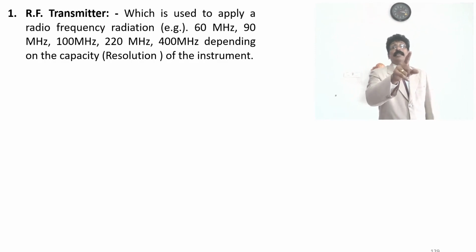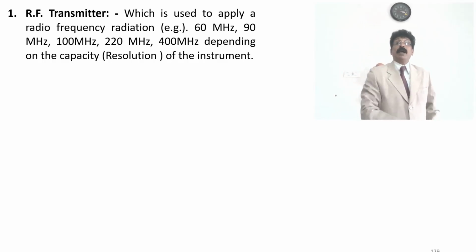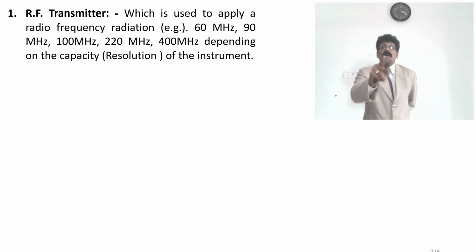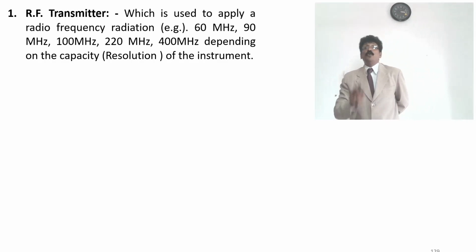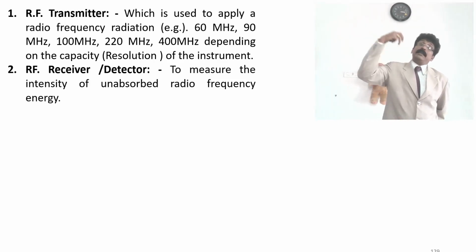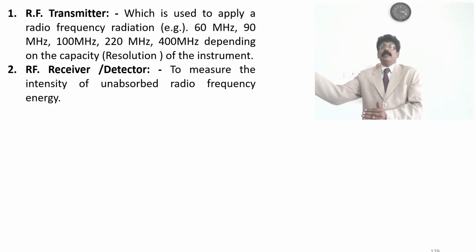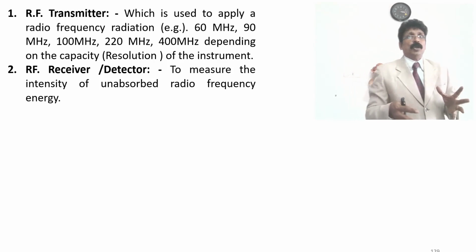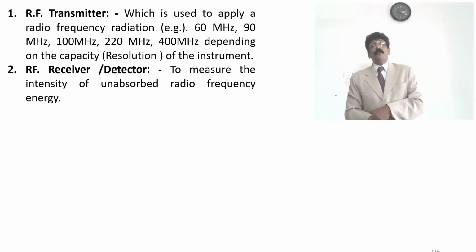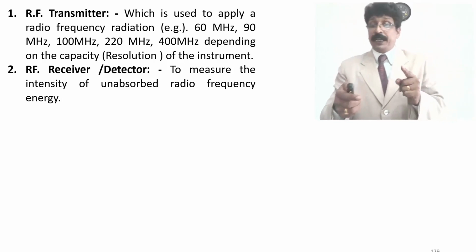RF, that is radio frequency transmitter, is used to apply radio frequency of 60 megahertz, 90 megahertz, 100 megahertz, 220 megahertz, 400 megahertz, depending upon the resolution capacity of the instrument. And then after applying the magnetic field to the sample, the radio frequency produced by the atom can be transmitted to the detector, the receiver. So the radio frequency receiver measures the intensity of unabsorbed radio frequency energy.